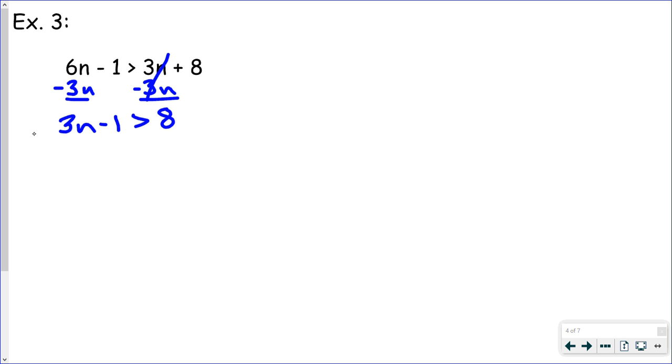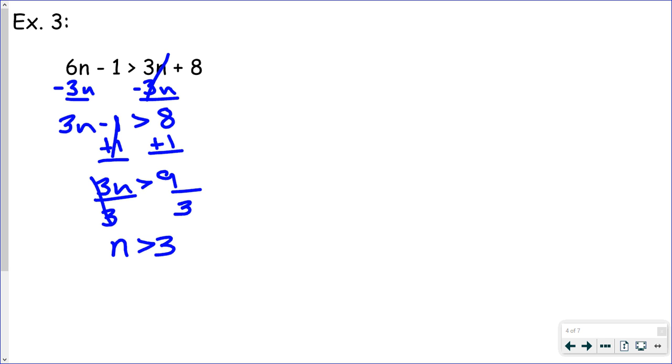And so now I'm going to look, do I need to flip it? And the answer is no, because the variable is being multiplied by a positive value. You only flip it if the variable is being multiplied or divided by a negative value. So we don't have to flip the inequality, so we can just continue on. Plus 1, plus 1. So now I have 3n is greater than 9. Divide both sides by 3. So my solution is n is greater than 3.